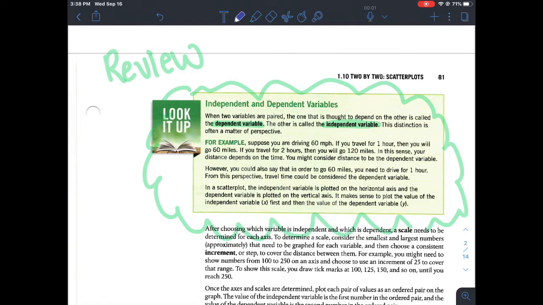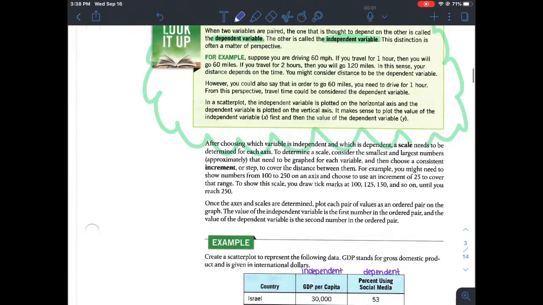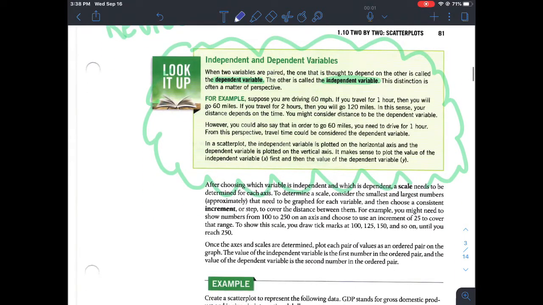Younger children cannot feed themselves or dress themselves. They are totally relying on somebody else to do that for them. So, thinking in math terms, if you are going 60 miles per hour and you're traveling for 1 hour, then you go 60 miles. If you travel for 2 hours, then you will go 120 miles. In this sense, your distance depends on the time.